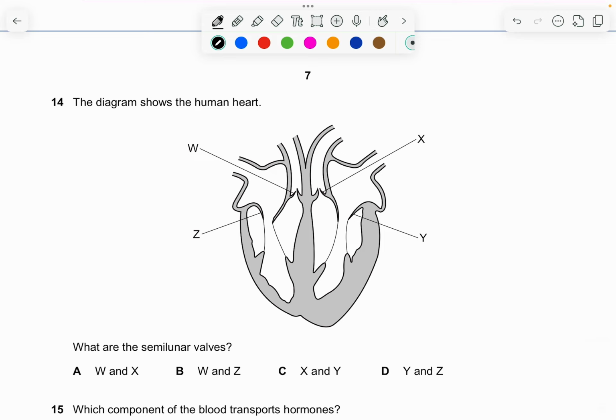Question 14. The diagram shows the human heart. What are the semilunar valves? Semilunar valves are the ones that lead to the main branches of the blood vessels. They are leaving the ventricles and going to the next organ or the next site of action. So the answer for this would be W and X, which is actually here.